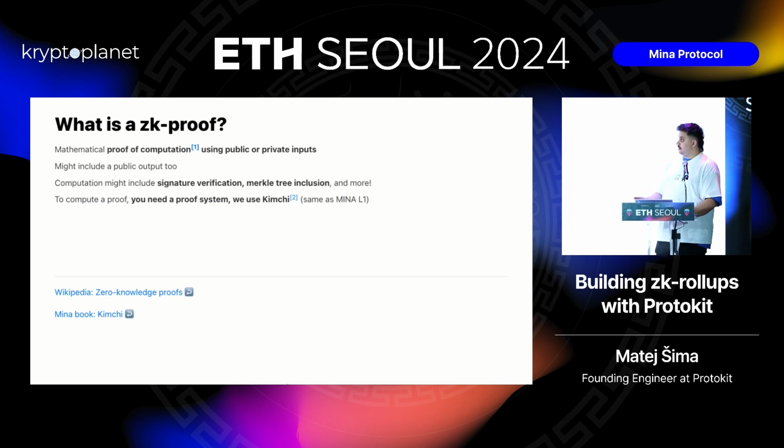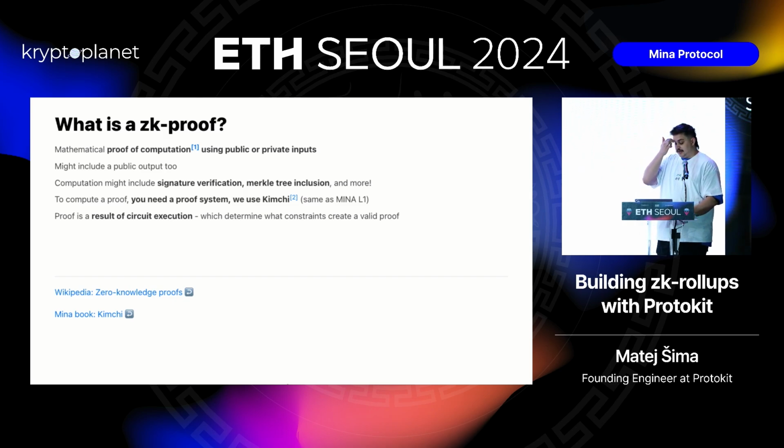If you want to compute a proof, you first need to implement your program that's going to represent what the proof is proving. To do that, you need something called a proof system. You could compare a proof system to, let's say, a compiler or a JVM engine or something like that. The engine or the proof system that we use is called Kimchi, and it's the same proof system that powers the Mina L1.